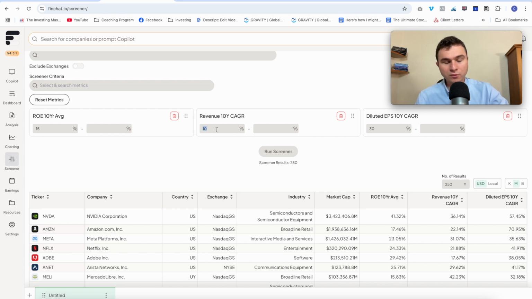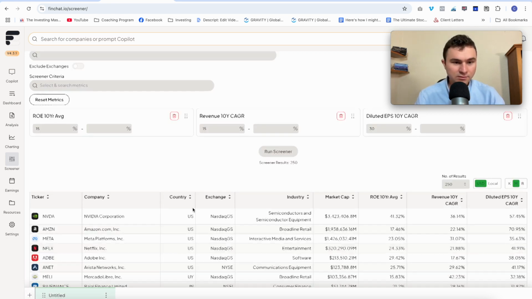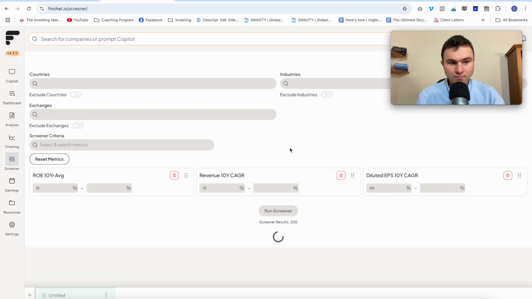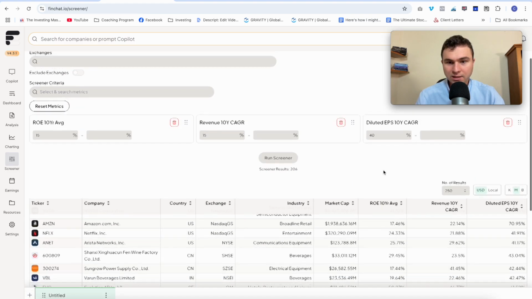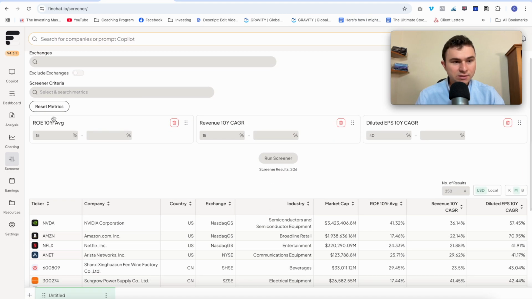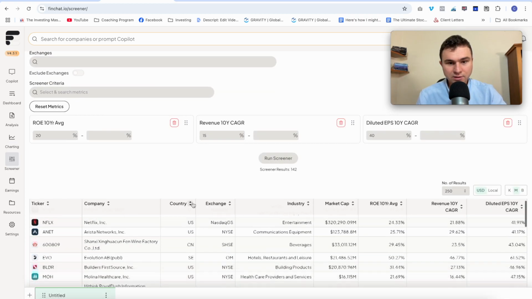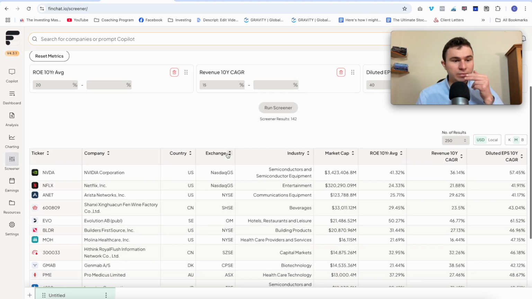250. Revenue growth, let's put 15%. That's an infinite game, and at the end of the day, you will see some numbers of companies that you like. Here, you see, it starts to decrease. Now I can increase this again also. I have 142 companies. These are all great companies.